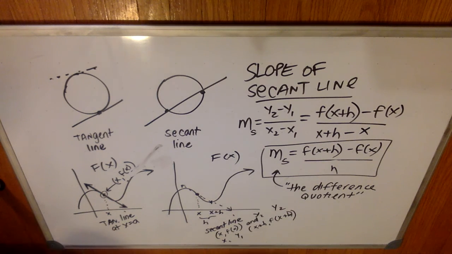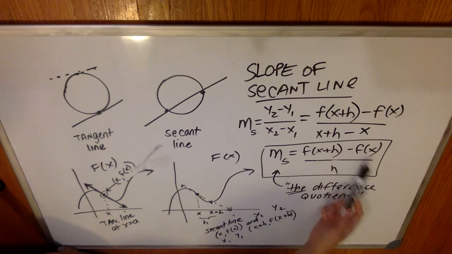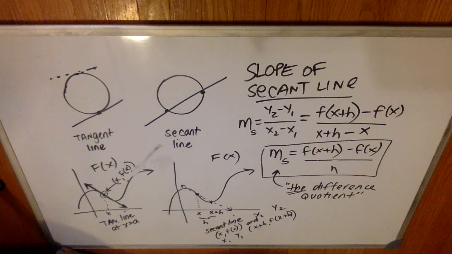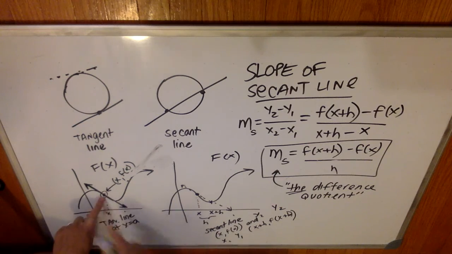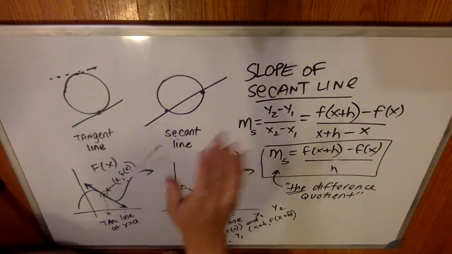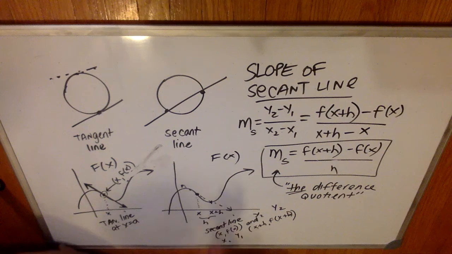But when you put the word "the" in front, lots of things are difference quotients. This is the big, important difference quotient. And again, it's f of x plus h minus f of x all over h, okay? So that's the slope of my secant line. Now, if I want to find the slope of a tangent line, the reason I can't find this slope easily is because there's only one point, right? I have one point, not two.